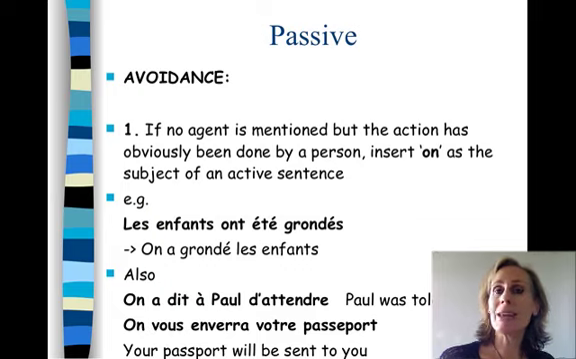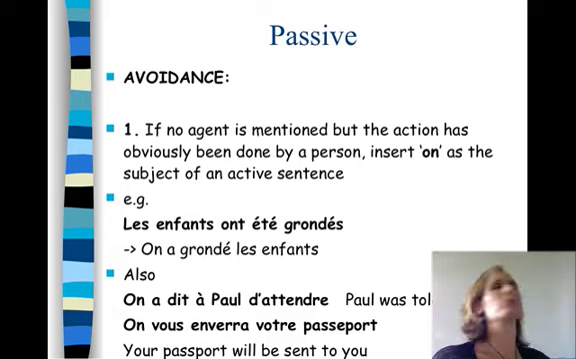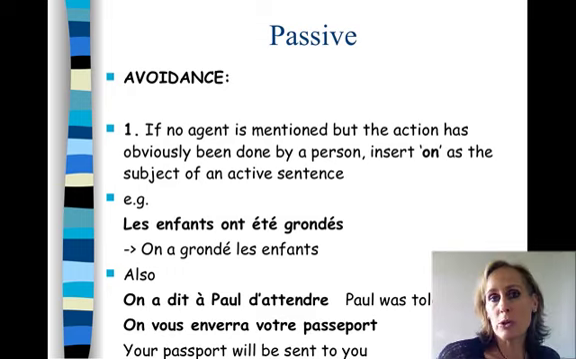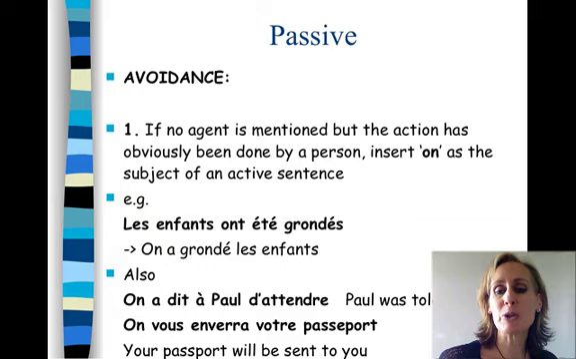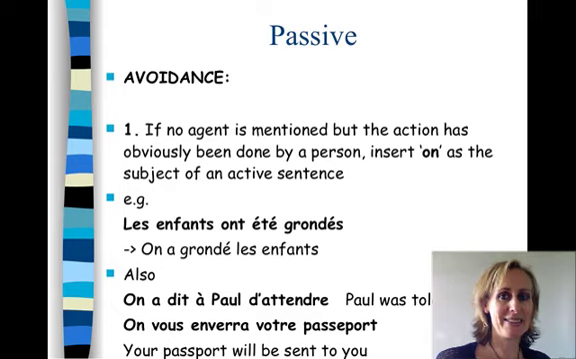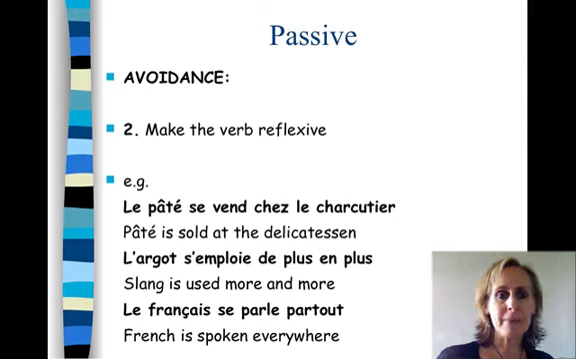Also, some other examples here. On a dit à Paul d'attendre. Someone told Paul to wait. We don't know who it was. Paul was told to wait. On vous enverra votre passeport. Your passport will be sent to you. Someone will send it. I'm not going to let you know who it is. Just cross your fingers. Okay.